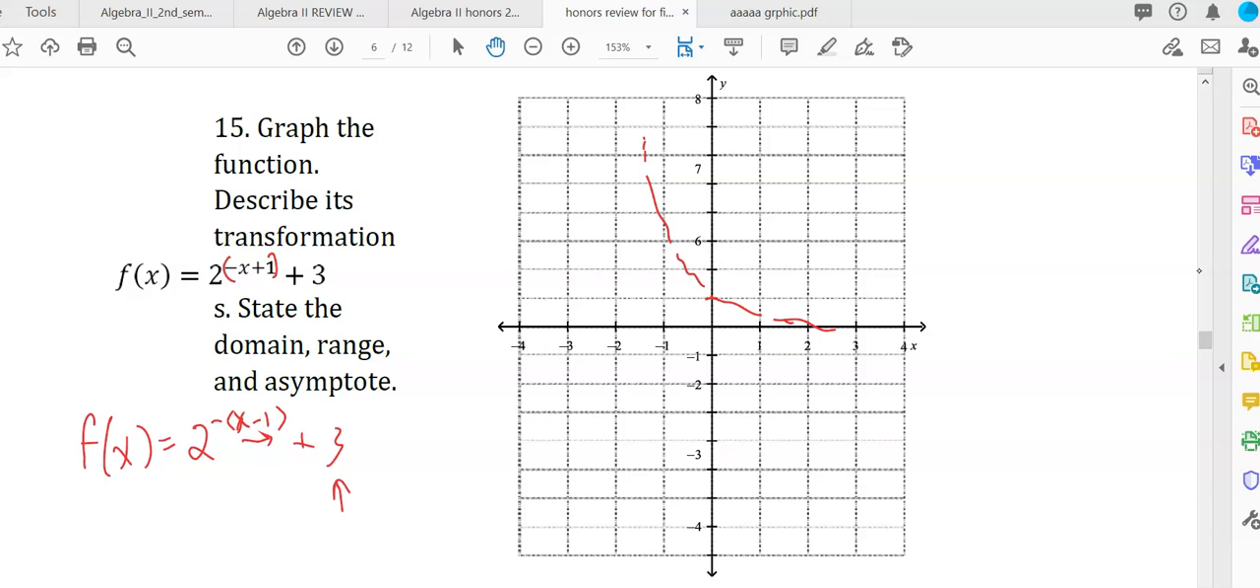So this was the point right there at 0, 1. I'm going to move it to the right 1 and up 3. So now it's at 1, 4. The asymptote was at y equals 0. Now it's at y equals 3. I know those numbers are confusing there. Just ignore those. I didn't use them. So y equals 3. And I guess I could figure out the y-intercept. Plug in 0. You get 2 to the first plus 3 is 5. 1, 2, 3, 4, 5. Something like that. So our graph looks roughly like this. Exponential decay.